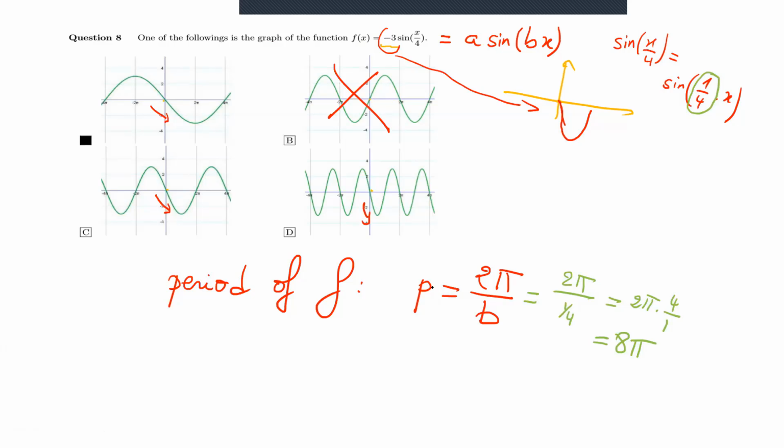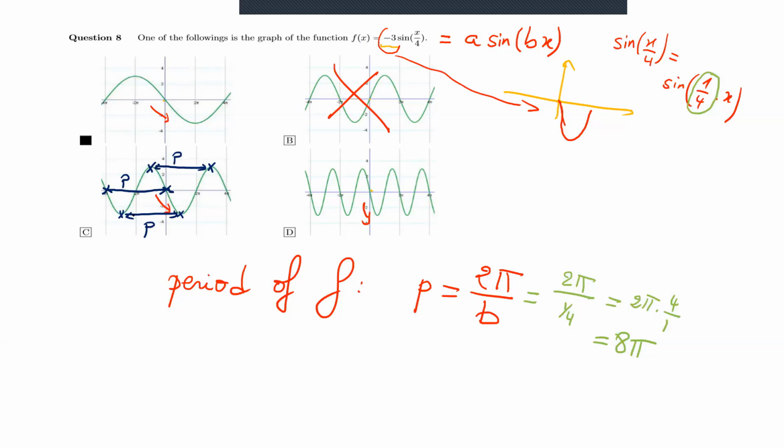So how to find the period graphically? To find the period graphically, remember, it's the distance between two maxima. This is the period. Or the distance between two minima. This is the period. Or the distance between one, this is also the period.